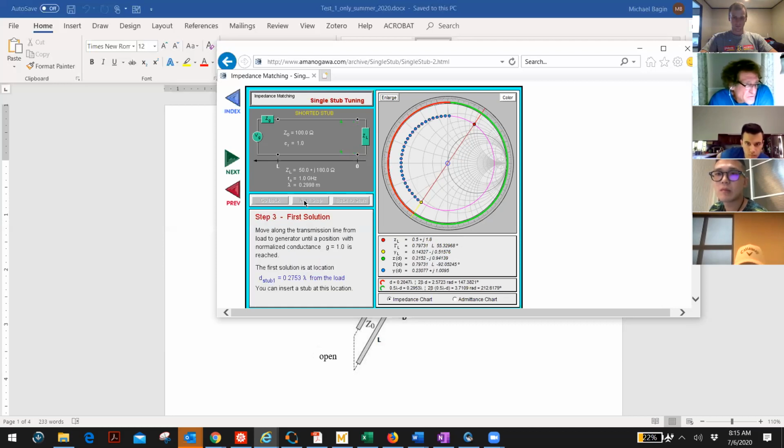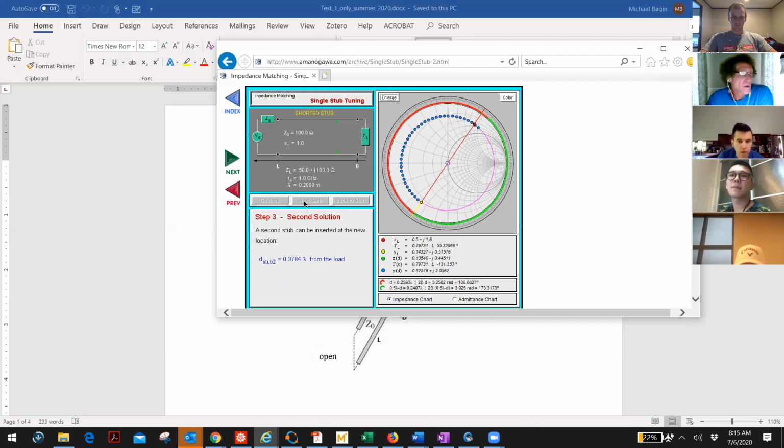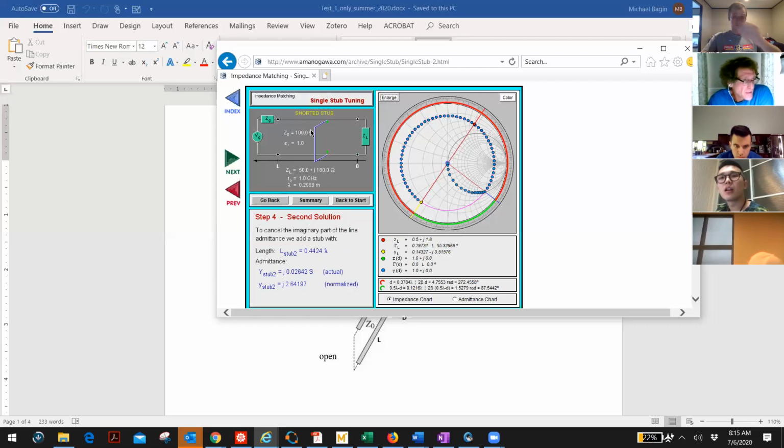This is the first solution. This is the one you don't want. That's 1 plus J something. This is the one we want. It goes to 1 minus J 2.64. And then the length of this stub right here is going to be that length of that stub is considering it as a short circuit stub.